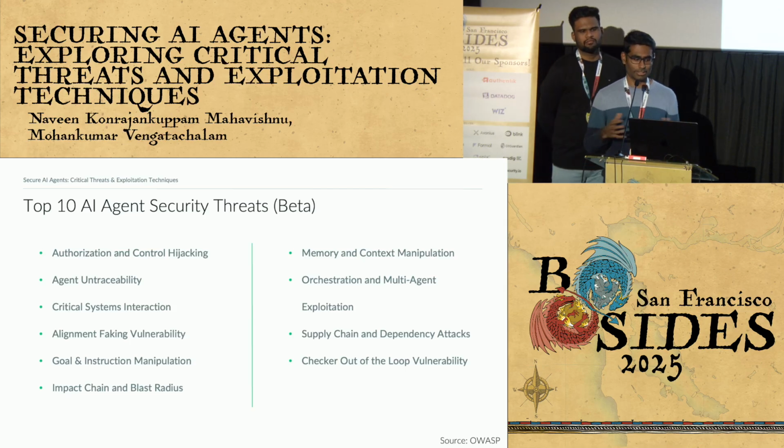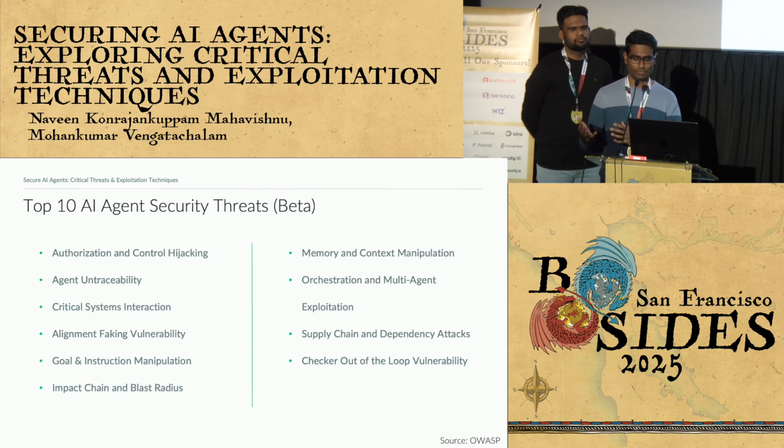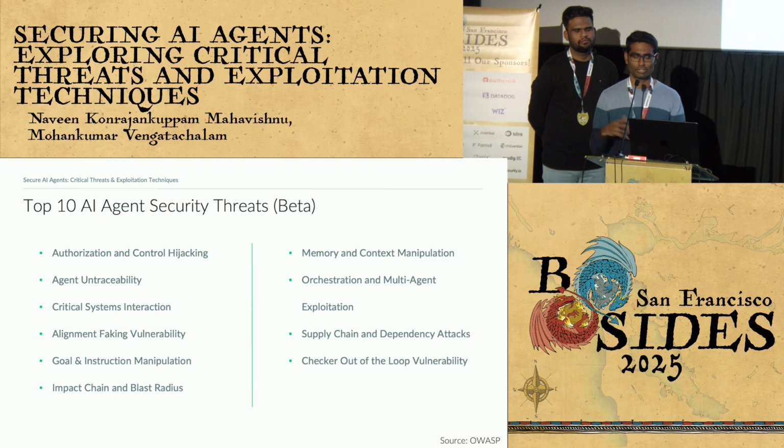And then the second threat is agent untraceability. What it means is that when an agent acts on behalf of multiple users with different identities and shifting roles, it makes it harder to trace who did what. This lack of traceability creates a problem of accountability, and it's very hard to track when things go wrong during the investigation process.